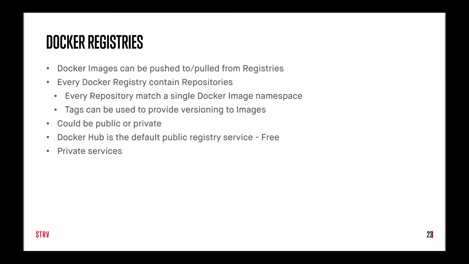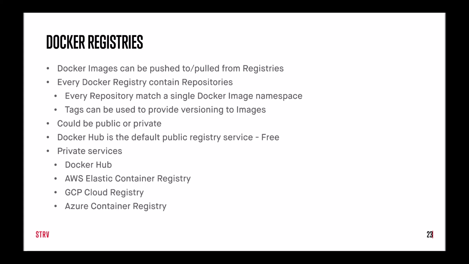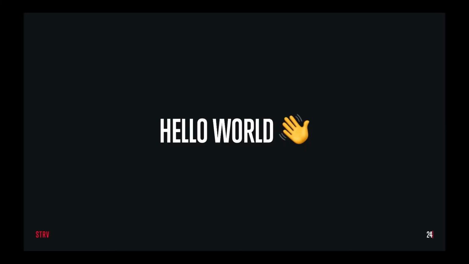Docker Hub is mostly for public stuff. You can have a paid private namespace, but there are other private services: you have Elastic Container Registry for AWS, Cloud Registry in Google Cloud, and Azure also provides a private registry. So let's code something. Let's stop talking and try to code something.